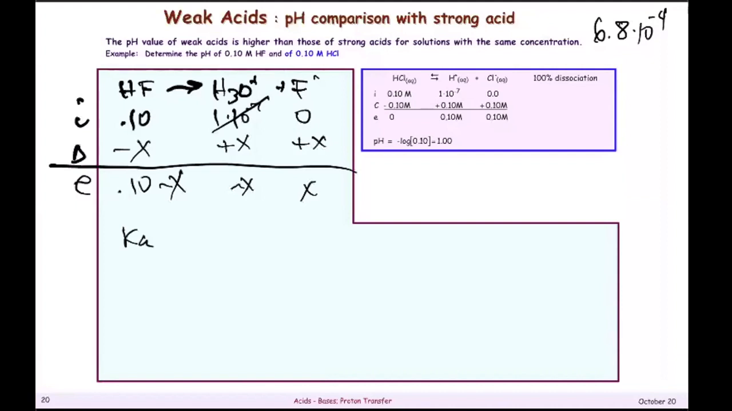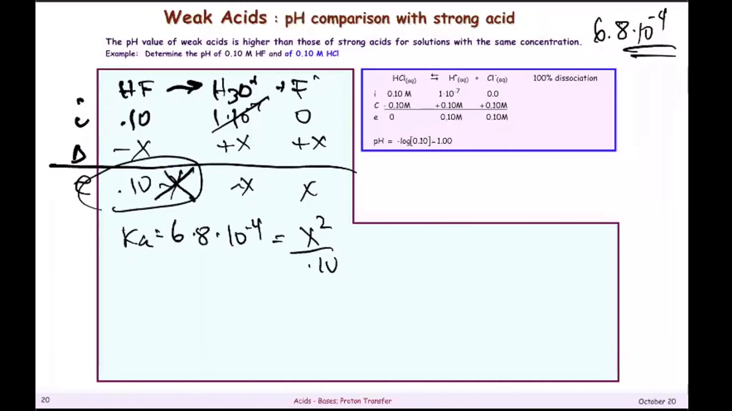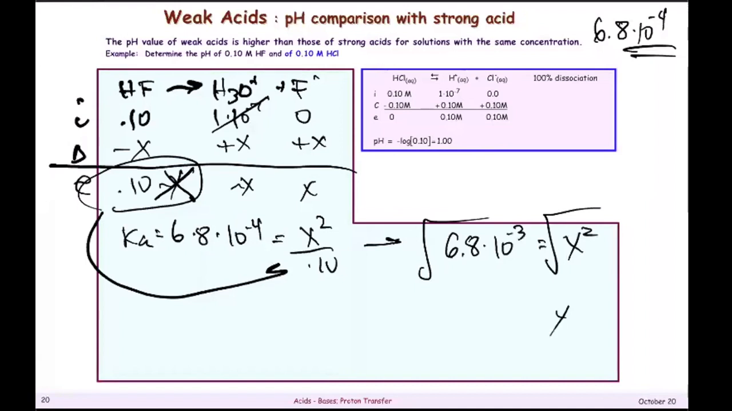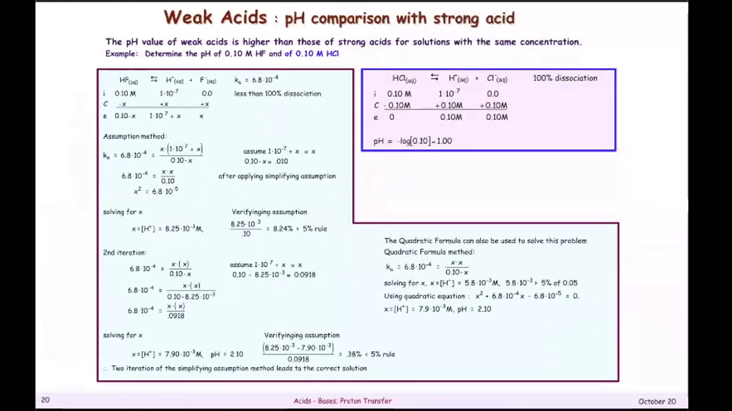So Ka, which is equal to 6.8 times 10 to the minus 4, is equal to X squared divided by 0.10. Why? Because we can ignore that X. Why? Because that's a small number. The K equilibrium is a small value. So we can say that very little of the HF actually dissociates. But we still need to calculate how much dissociates if we're going to calculate the hydronium ion concentration. So that's from the simplifying assumption. If you do this, what you come up with is 6.8 times 10 to the minus 3 is equal to X squared. All we've got to do is take the square root of both sides, and we have X, and that's my hydrogen ion concentration. Okay, so you guys know how to solve that based on your knowledge of equilibrium. That's the equilibrium table. So let me show you that here. Okay, that's basically what we have right there.